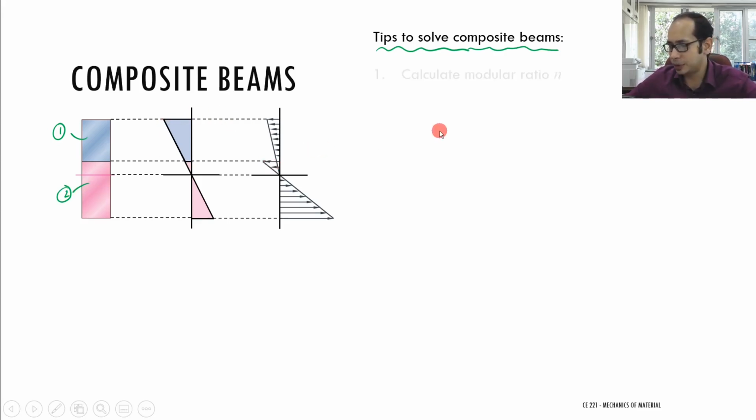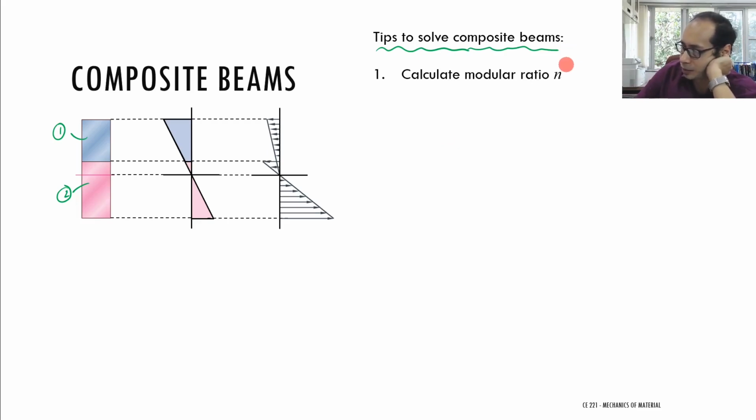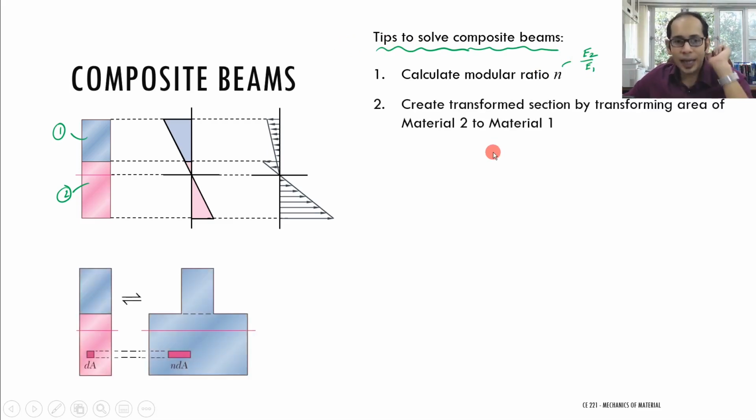So what are the tips? First, number 1, you calculate the modular ratio n. n is nothing but your E2 divided by E1, or E1 divided by E2, however you want to do that. That's the first step, to calculate the modular ratio, right? What is the next step? The next step is to create a transformed section by transforming material 2 to material 1. This is what we have done over here.